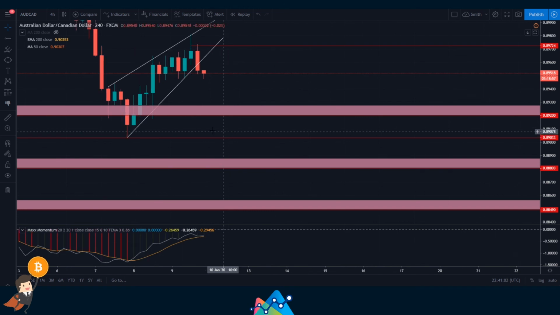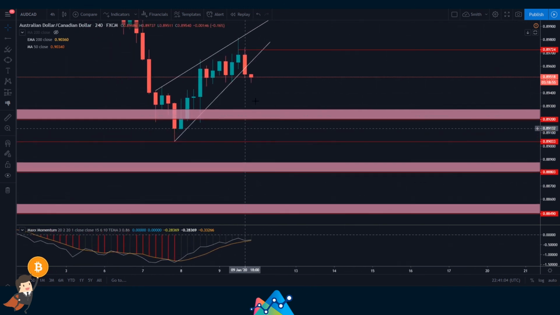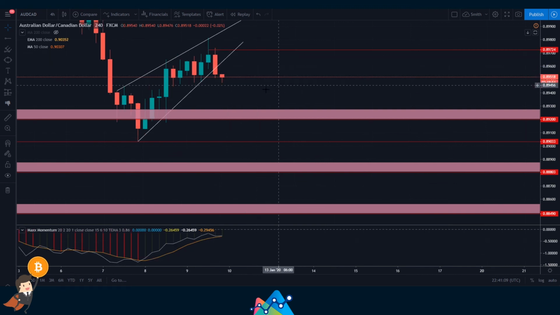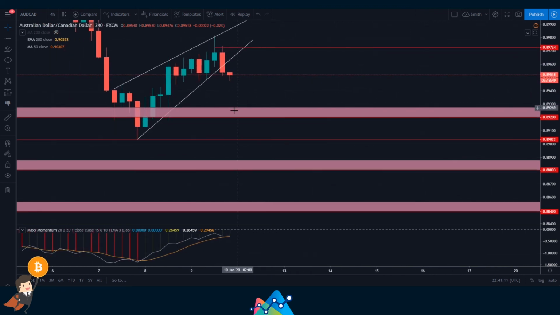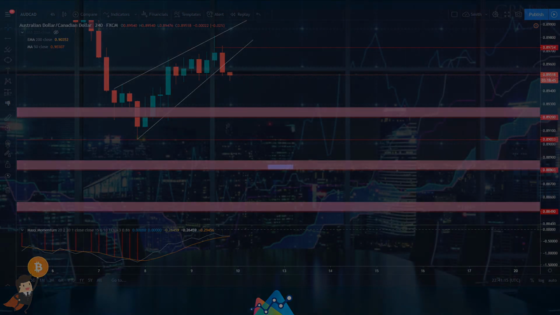So fingers crossed we get a good short here. I'm sure we will. I've got my stop loss, like I said, at this array here to give it some room to retest, and then I think we'll be able to bank some profits here, and I will be scaling out of the market in increments.